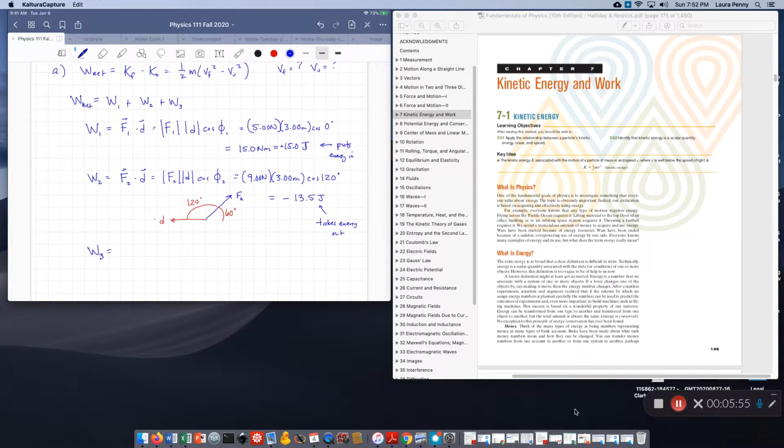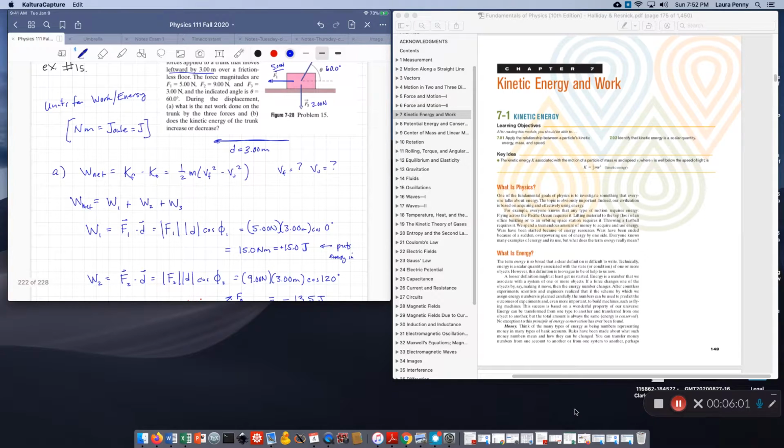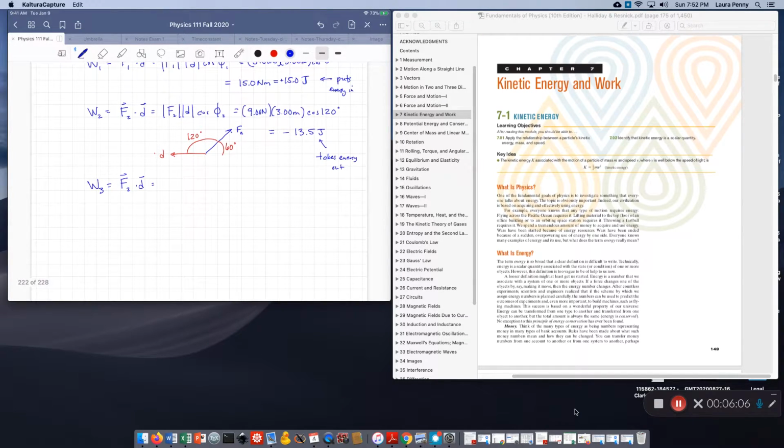Finally, work done by force 3 is force 3 dot D. But I already know what this work's going to be. The angle between this force, which is straight down, right? Force 3 is straight down, and the displacement is straight to the left. And so this angle is 90 degrees. I automatically know that this work is 0 because F3 is perpendicular to D.